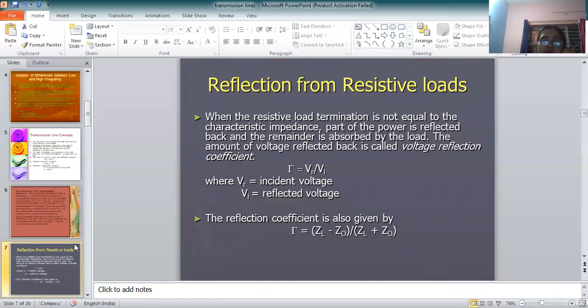Now the reflection from resistive loads. When the resistive load termination is not equal to the characteristic impedance, part of the power is reflected back and the remainder is absorbed by the load. The amount of the voltage reflected back is called the voltage reflection coefficient, and it is given by VR/VI, where VI is the incident voltage and VR is the reflected voltage. The reflection coefficient is also given by the formula (ZL - Z0)/(ZL + Z0).